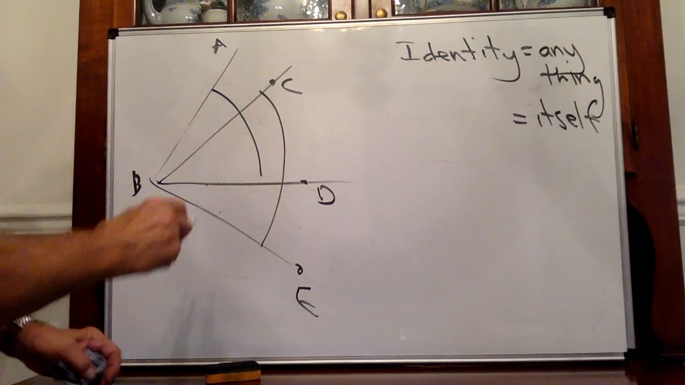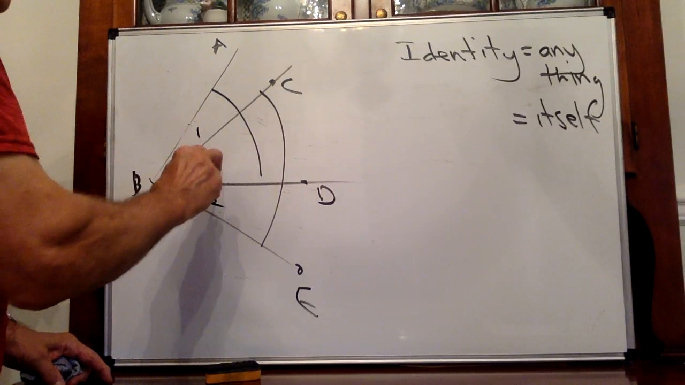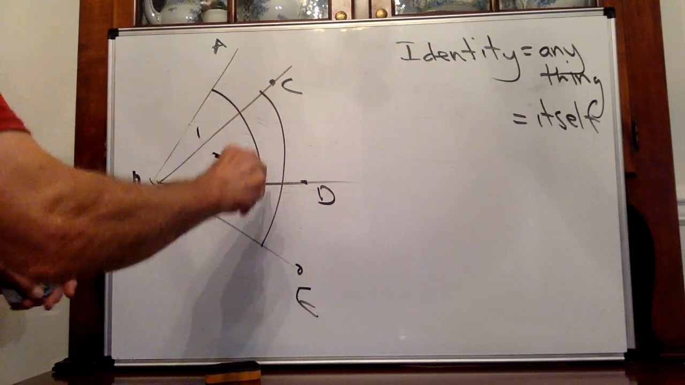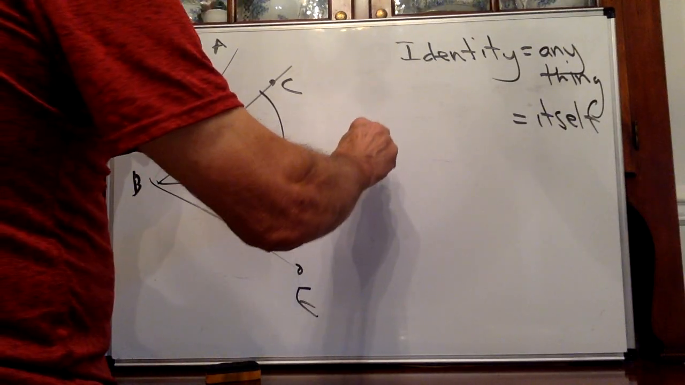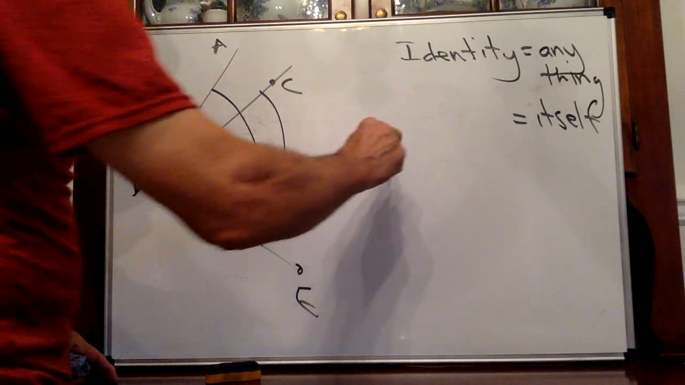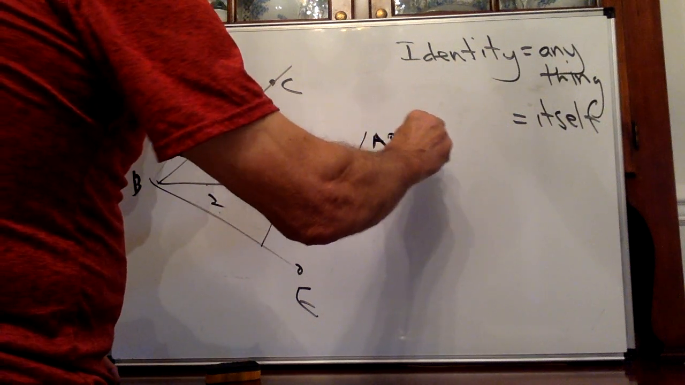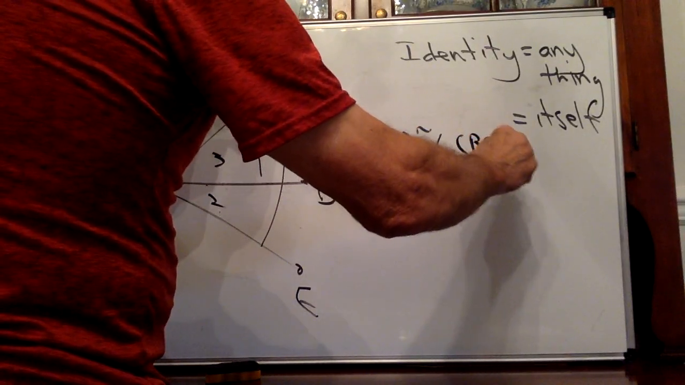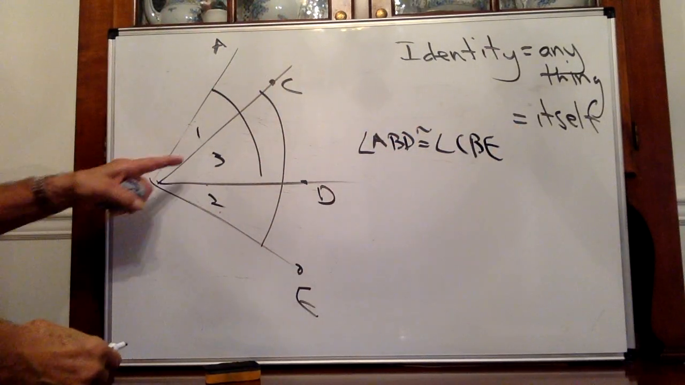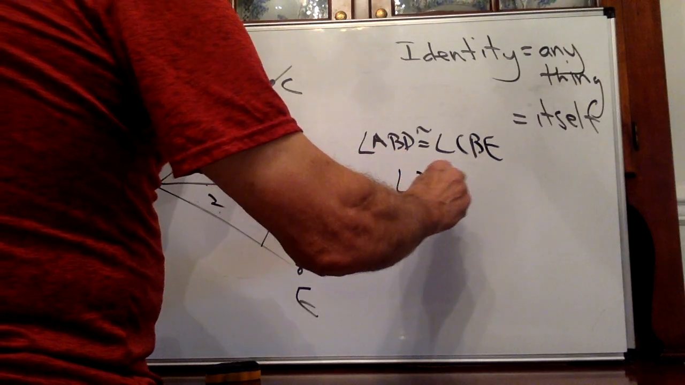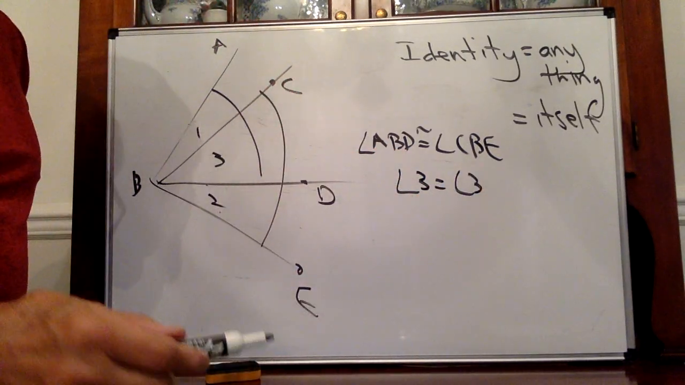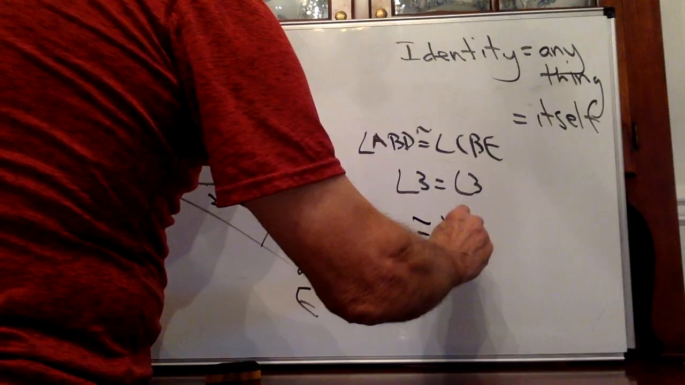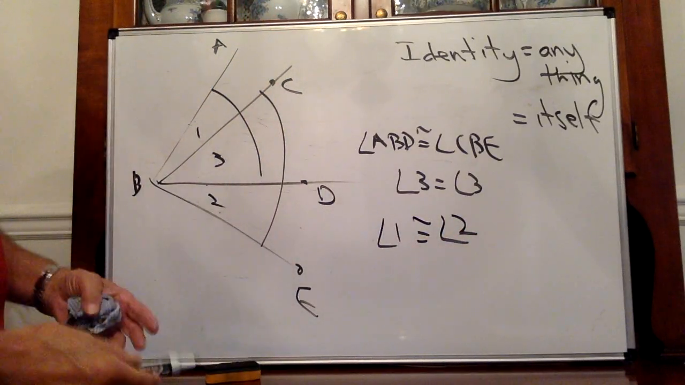The opposite is also true. Subtraction. Call that 3. If I started with the big angle, angle ABC, if I told you angle ABD is congruent to angle CBE, I know that angle 3 equals itself, identity property, and then I could say that angle 1 is congruent to angle 2 by subtraction.